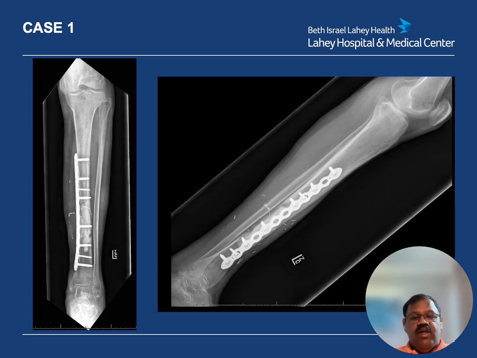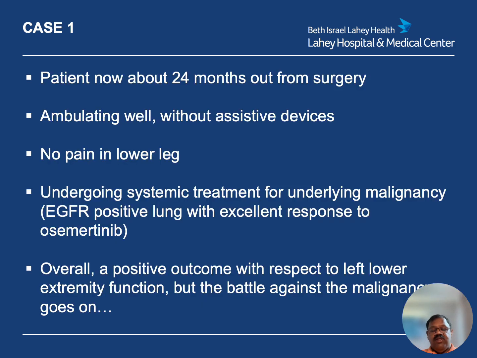So this is what the final construct looks like. As you can see, the cement is replacing the area where tumor was previously destroying bone, and we have fixation not only through the cement, but also distal and proximal to it to ensure adequate stability in the bone. So this patient is now approximately 2 years out from surgery. She's ambulating well. She's not using any assistive devices, really has no pain in her lower leg. And so a massive success from a functional standpoint.